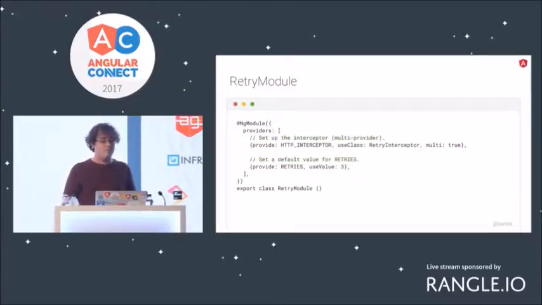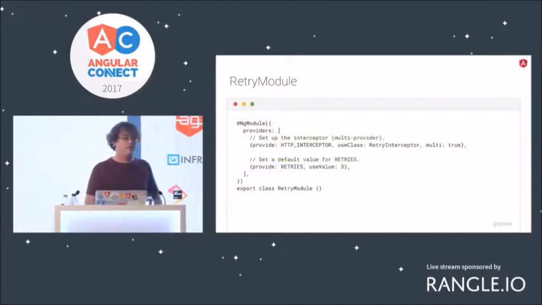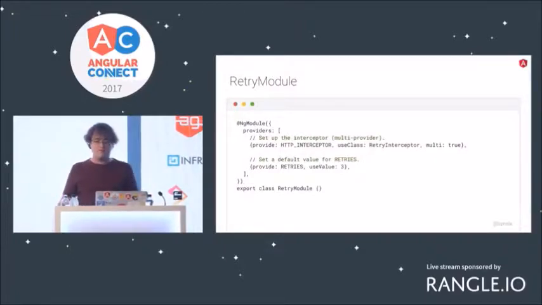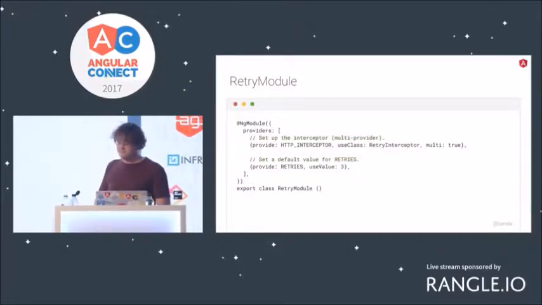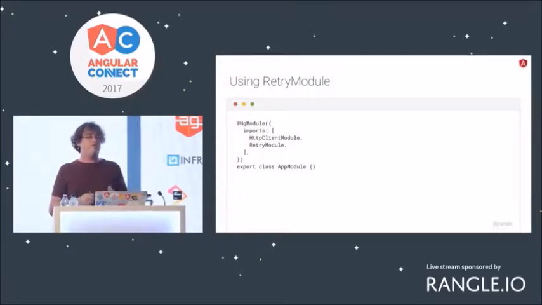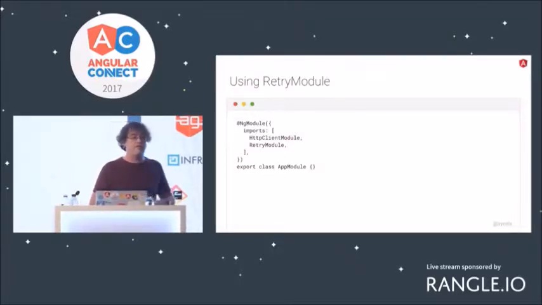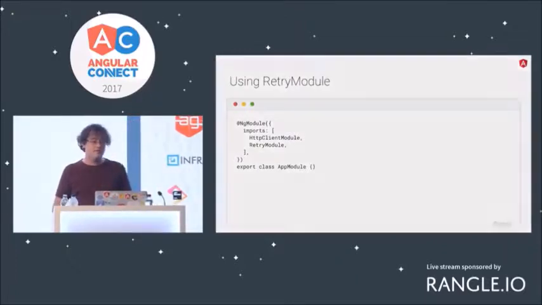Right? That's pretty cool. And next, we probably want to specify a default value for our retries token. So if a user installs this module and doesn't do anything else, they at least get some sensible behavior. So 3 is a pretty good choice. And now anyone who wants to use our interceptor can just import retry module. They probably already are importing HTTP client, because that's what they're using to make requests. And the interceptor will just start working. Right? That's a fairly simple API.